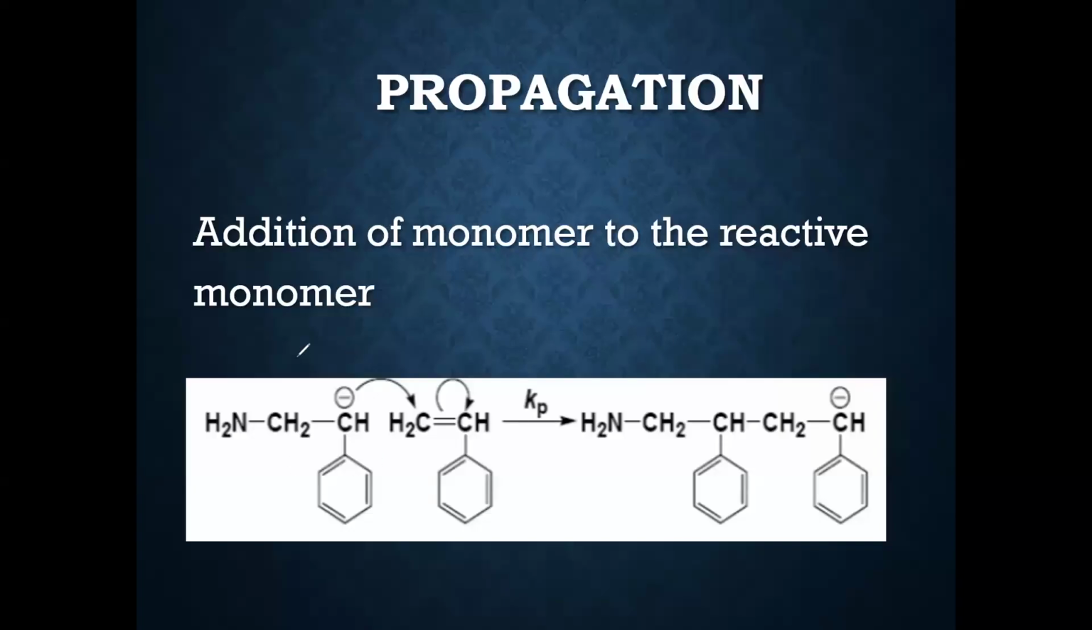So here we have this reactive monomer, which we get from the initiation step. The reactive monomer will attack another monomer, and the double bond will break, and the chain length is increased.